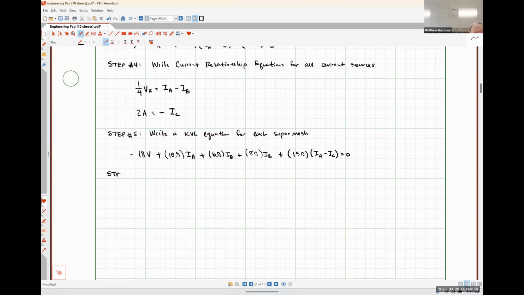Step number 6 is going to be: write a KVL equation for any remaining meshes that don't contain a current source.